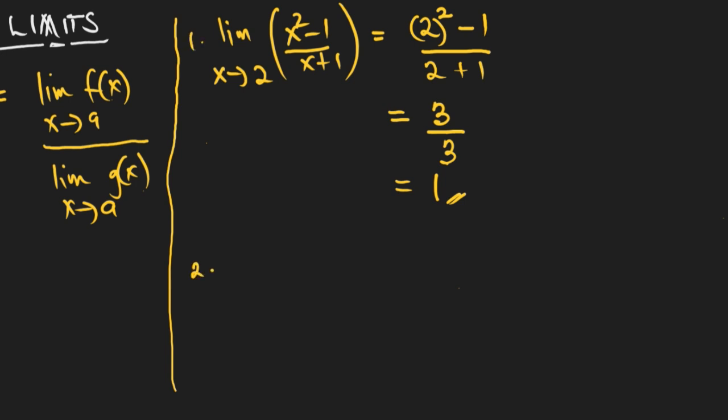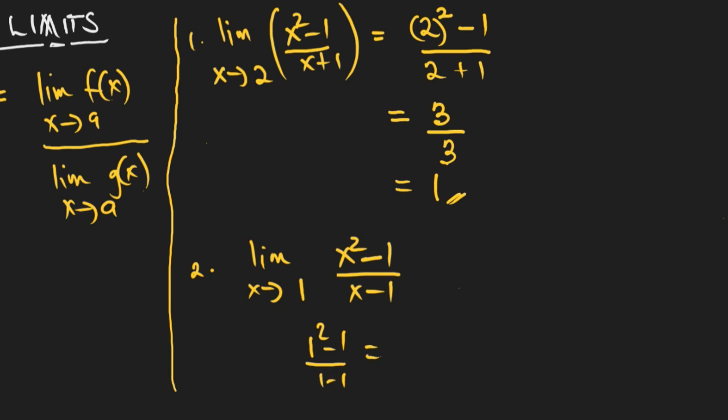Example 2. If you have to find the limit as x approaches 1 of x squared minus 1 over x minus 1, we substitute. Look at this example very well. If you substitute, you get 1 squared minus 1 over 1 minus 1. And then this will give us what? 1 minus 1, which is 0 over 0. It doesn't work this way. This is a wrong approach. So how do we do this?